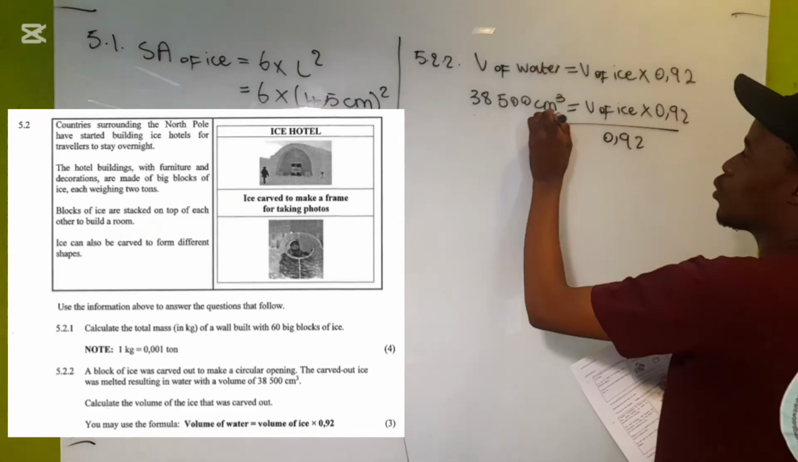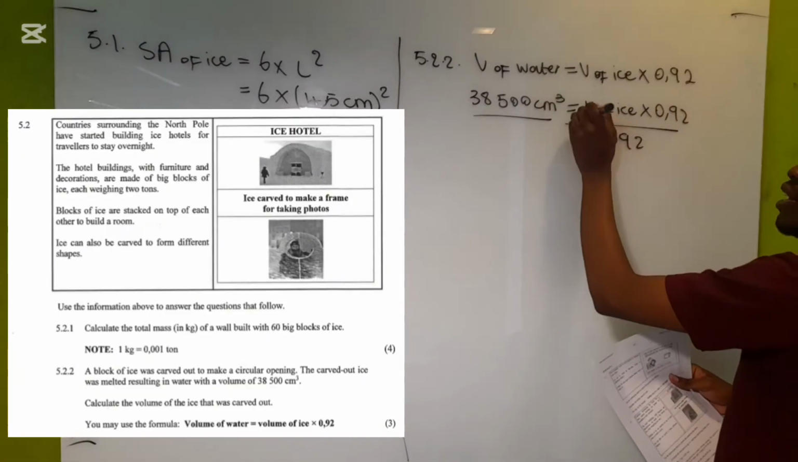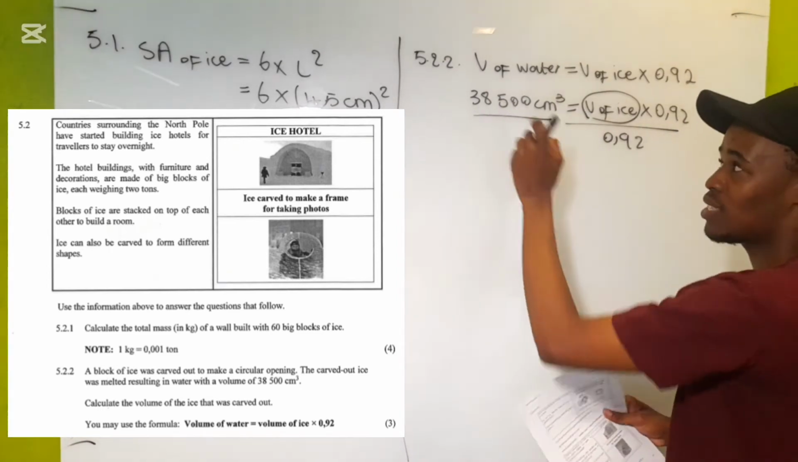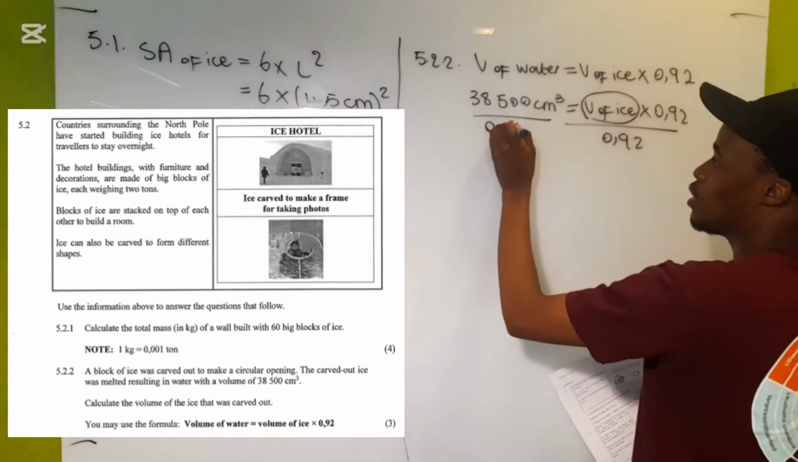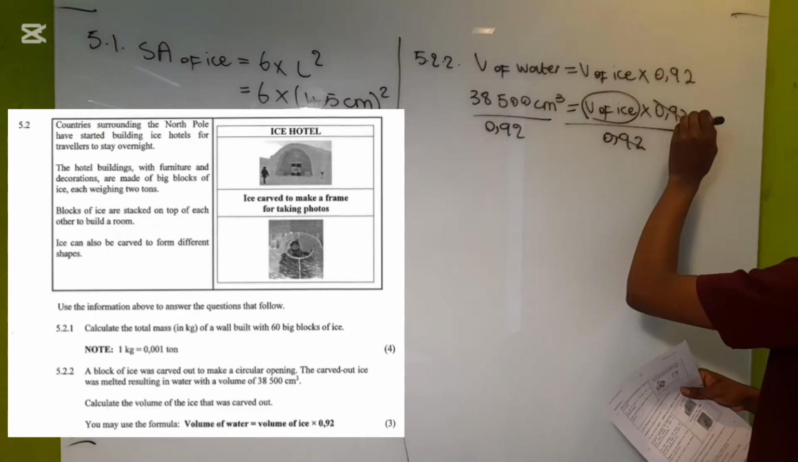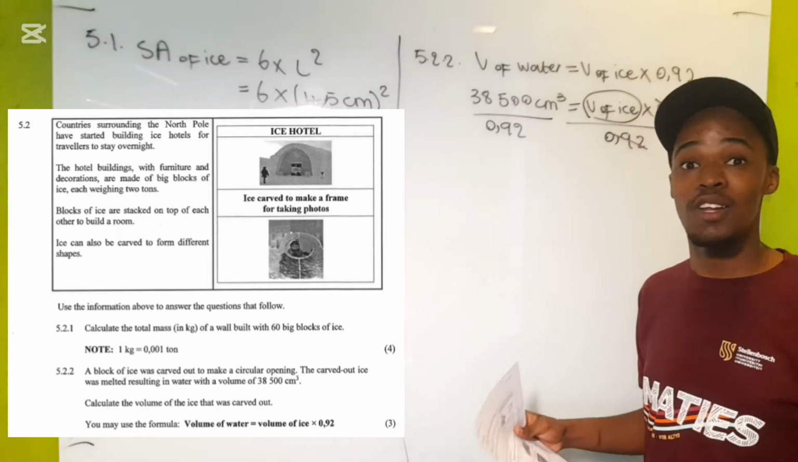So this means that we're also going to do the same thing on this side, so that on this side we're only left with volume of ice, so that our answer will be from this side. So it's 0.92. Okay, so on this side 0.92 cancels 0.92 and we're only left with the volume of ice, which is basically what we wanted.